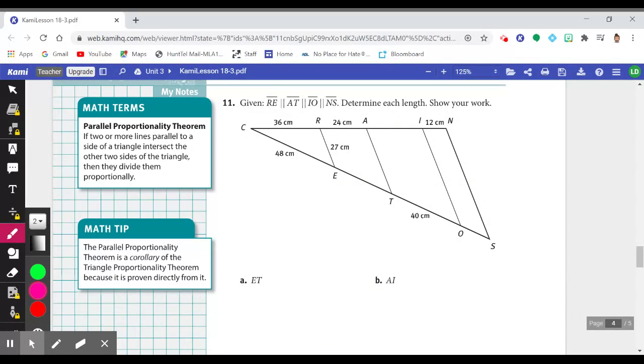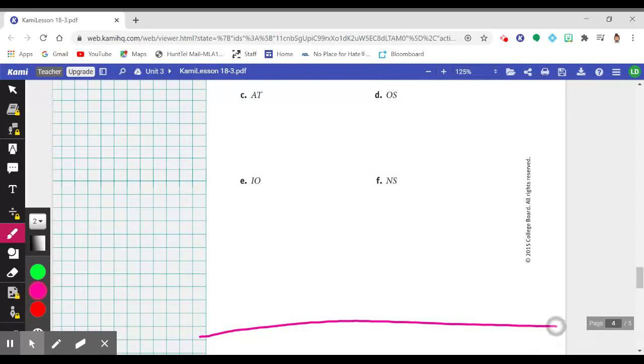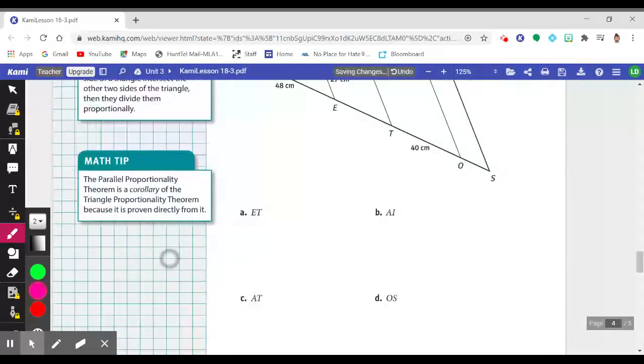And that's what the parallel proportionality theorem tells us. If two or more lines parallel to a side of a triangle intersect the other two sides of the triangle, then they divide them proportionally. We're just adding more lines to our problem. So if you would, pause the video, work item 11. I will draw a line at the bottom of the page before playing through the video.